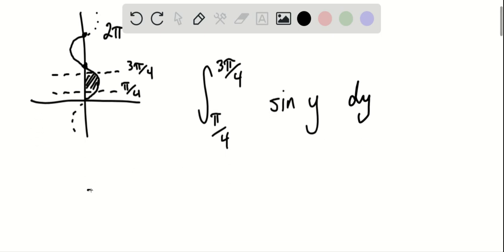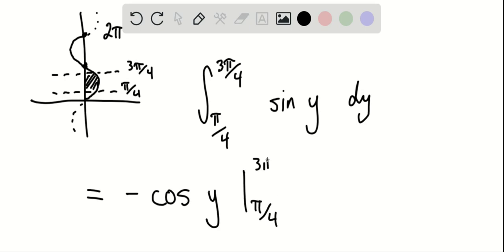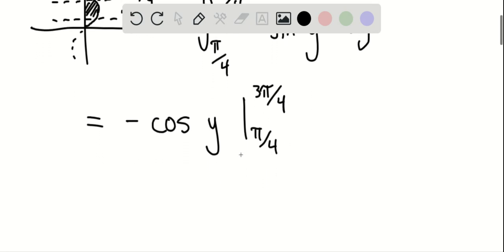Hopefully, you've already seen the antiderivative of sine is negative cosine, which makes sense. If somebody were to say, what's the derivative of negative cosine, they better say positive sine. If that does not make sense, then this video needs to be a lot longer. And then you put your bounds in there.